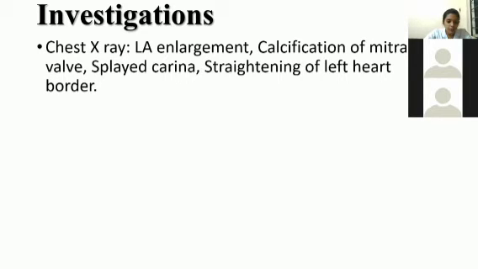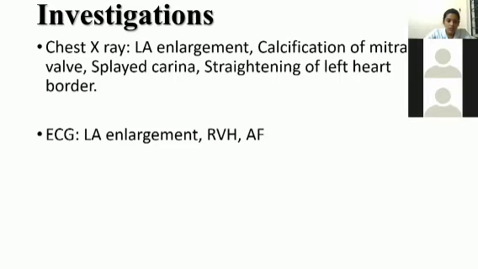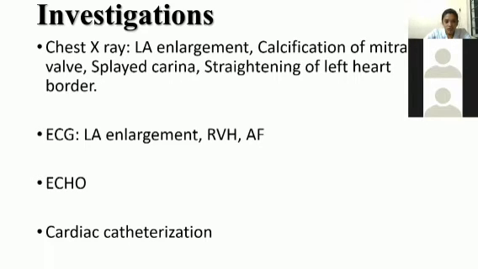Straightening of the left heart border. So everything we can observe in the chest X-ray. Then ECG: in ECG also left atrial enlargement, RVH, AF, atrial fibrillation, everything we can observe. Then in echo, the total structure and the blood moving through the heart, everything can be observed. So this is also a very good investigation. Then cardiac catheterization, if you are doing it, we can also find out these valvular issues.